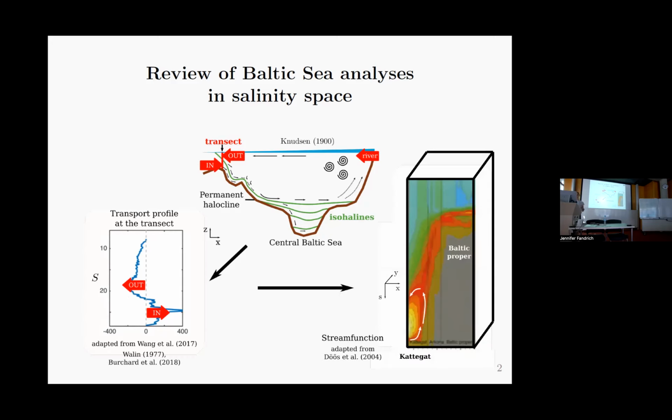And later still, we had the study by Doss et al., and they looked at a stream function in salinity space. If you take a look at the axis, we have again the x direction here, and then the salinity axis, with the highest salinities at the bottom. With this stream function, we can visualize the circulation. You can think of this as taking these transport profiles, taking a lot of transects and concatenating them together. And then we have a more physical space view of the circulation.